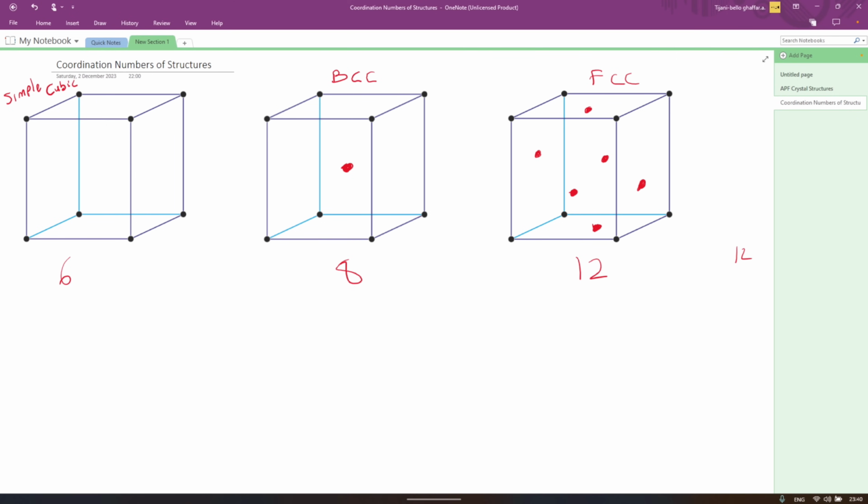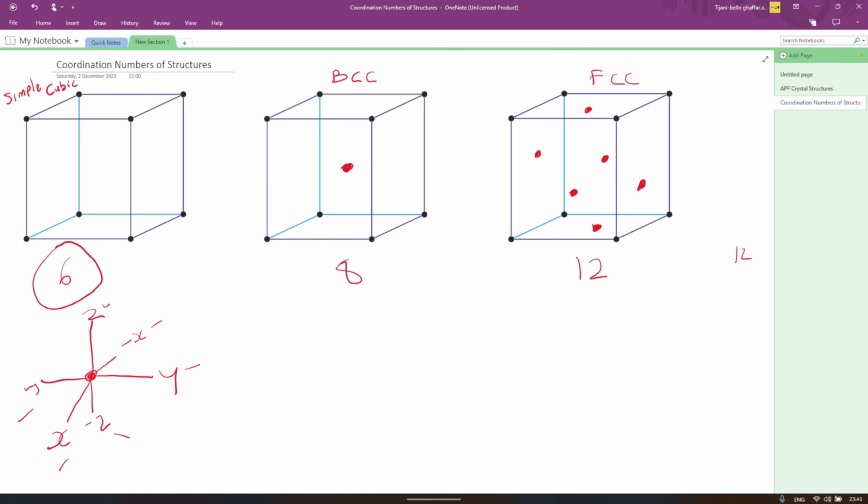So for the simple cubic, we assume that there is an atom in the center, right? Then we have our z-axis, our y-axis, and our x-axis, right? Then we go again, the negative y-axis, the negative z-axis, then the negative x-axis. So as you can see, we have how many in total? 1, 2, 3, 4, 5, 6. So that is how we derive the coordination number of 6 for a simple cubic.